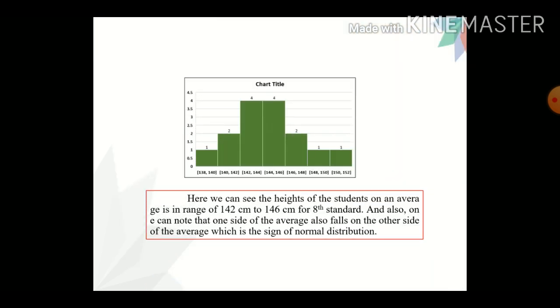Here we can see the height of the students on average is in the range of 142 cm to 146 cm for X standard. And also, one can note that one side of the average also falls on the other side of the average, which is in the sense of normal distribution.